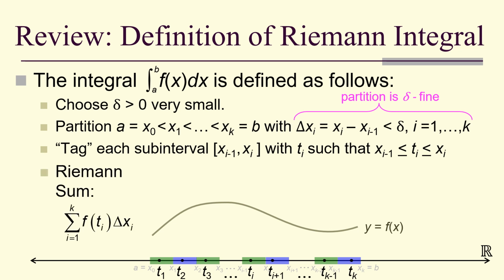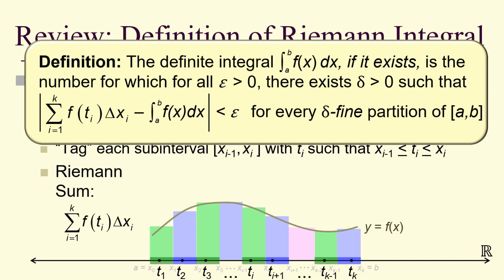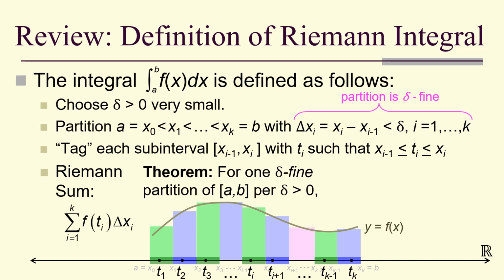And then we define a Riemann sum, which corresponds, if f of x is positive, to the area under the curve. And then we have a definition. The definite integral, if it exists, is the number for which, given any epsilon greater than 0, there exists delta greater than 0, such that the Riemann sum minus the integral is less than epsilon for every delta fine partition of ab. And then you can prove a theorem. We're not going to prove it here, but for one delta fine partition of ab, for each delta greater than 0, the integral is the limit of the Riemann sums.